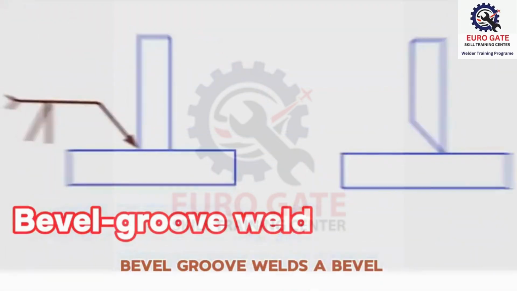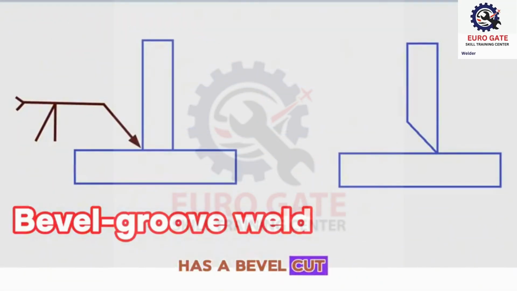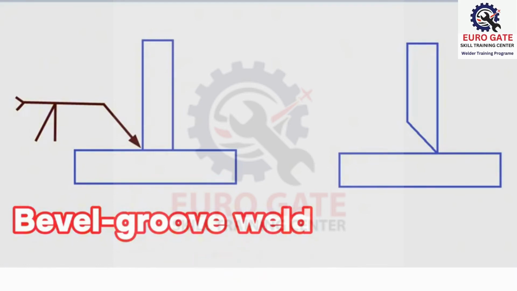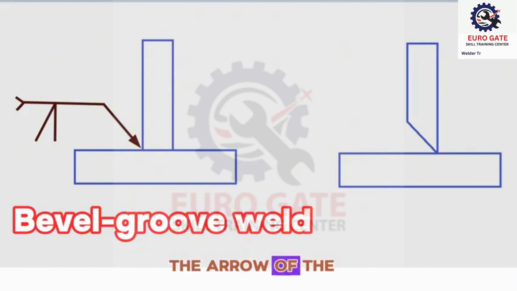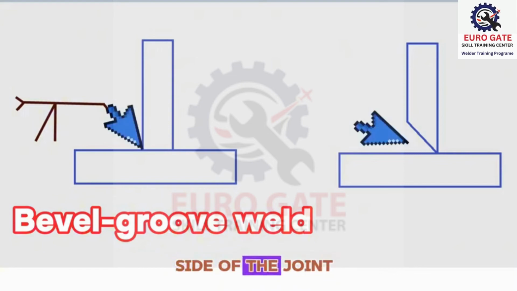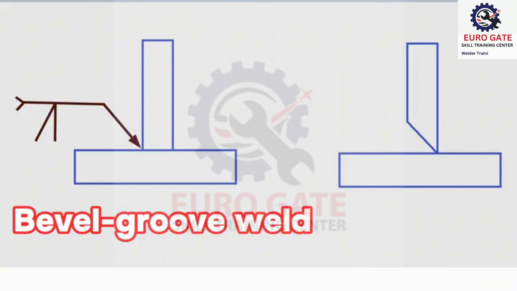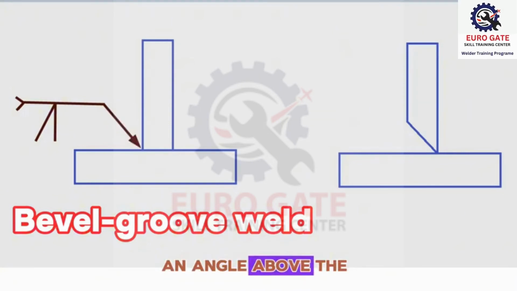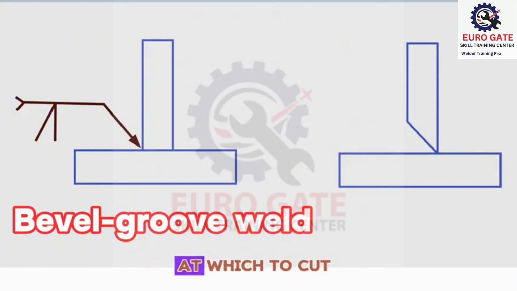Bevel groove welds. A bevel groove weld has a bevel cut into only one side of the joint. The arrow of the welding symbol will point to the side of the joint that needs the bevel. There will often be an angle above the weld symbol telling you the angle at which to cut the bevel.